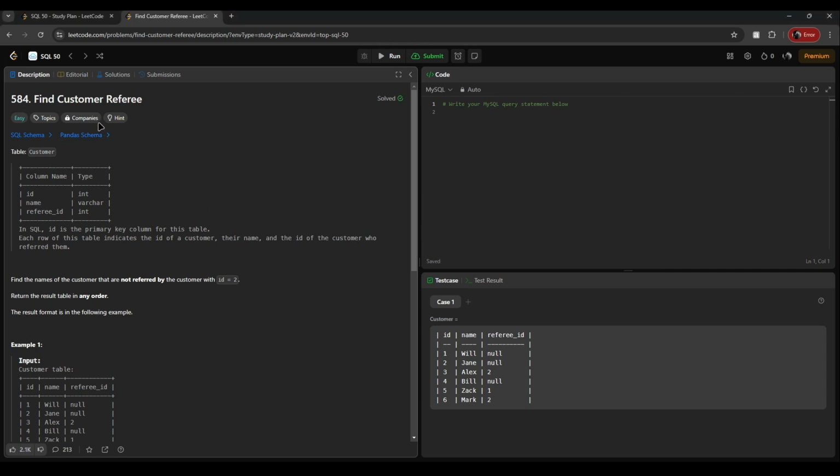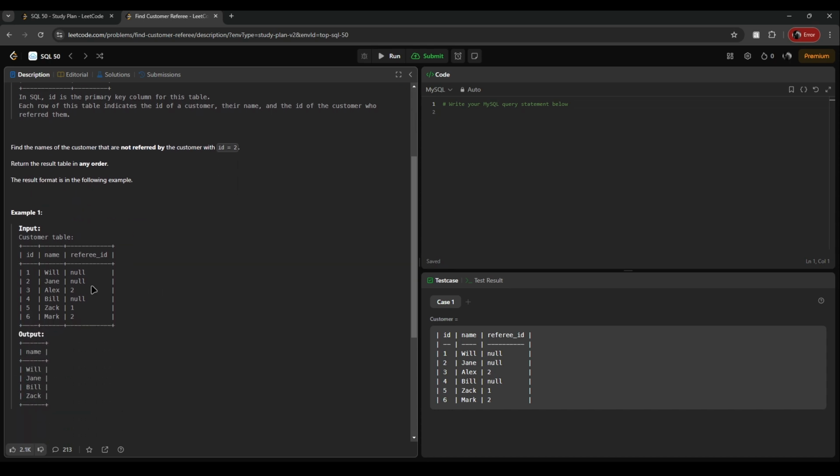Okay, so we have another problem here. Find customer referee, which is of easy type. A table named customer has three columns: ID, which is of type integer, name of type varchar, and referee ID, which is also of type integer. So we need to find the names of the customers that are not referred by the customer with ID 2. Okay, so we need to find all the names of the customers who are not referred by ID 2.